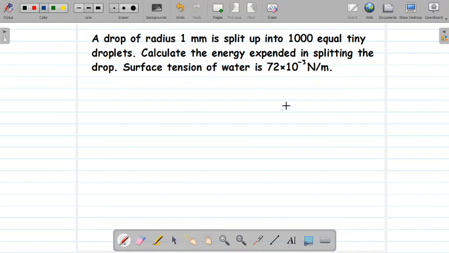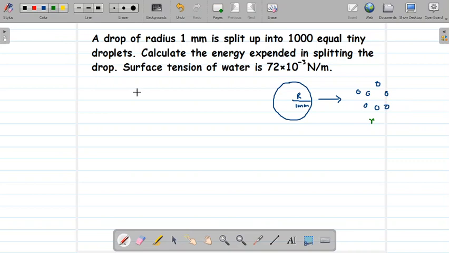Here we have one initial big drop whose radius is 1 millimeter. Let us call that radius equal to capital R, which is 1 millimeter. This drop is split into 1000 small drops with smaller radius. We don't know the value of that radius. Let us call the small radius to be small r. So we need to find the energy supplied to this system in order to split the drop.